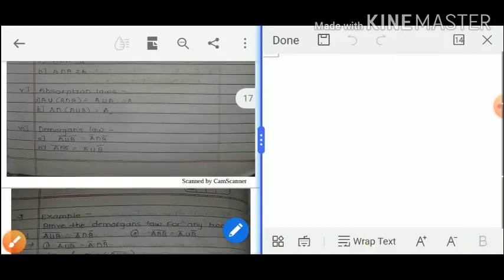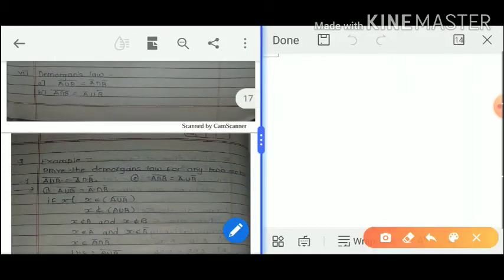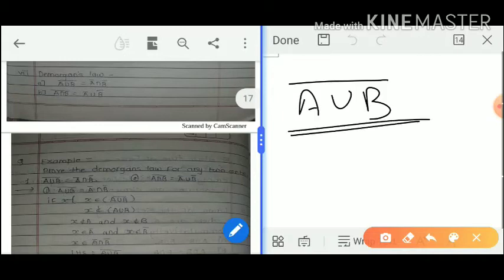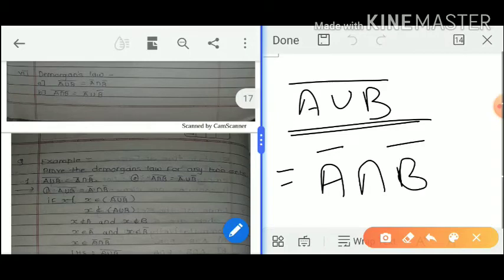Okay, so next, De Morgan's law. Suppose A union B complement, we can write these statements as equal to A complement, B complement separate, union's complement is intersection, and B complement as it is. Both are equivalent statements.